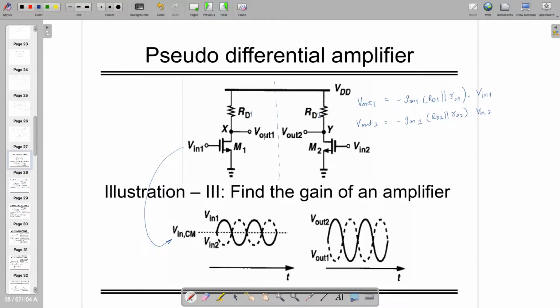If I am interested in finding out the differential gain, it's V out 1 minus V out 2. That becomes, let's assume that GM1 equal to GM2 equal to GM and RD1 equal to RD2 equal to RD. In that case, this becomes GM times RD, and of course RO1 is equal to RO2 equal to RO.